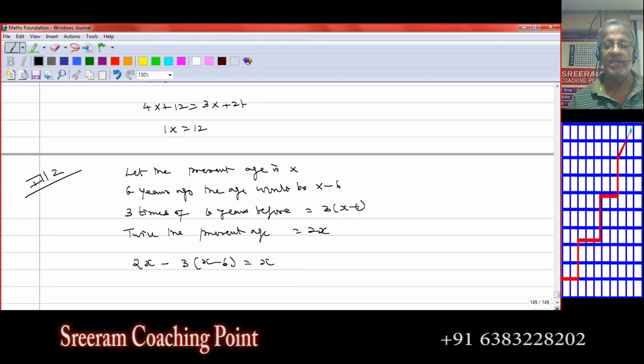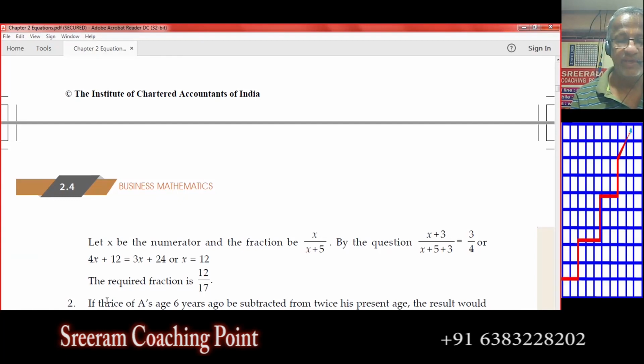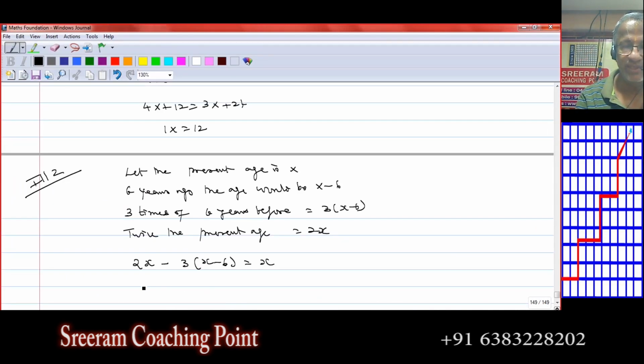Am I right? Let the present age be x. 6 years ago, the age would be x minus 6. 3 times of 6 years before would be 3 into x minus 6. Twice the present age is 2x. So what they have formed as an equation is, if thrice of A's age 6 years ago be subtracted, this 3x minus 6, if deducted from 2x, you get the present age. This is what we have just done.